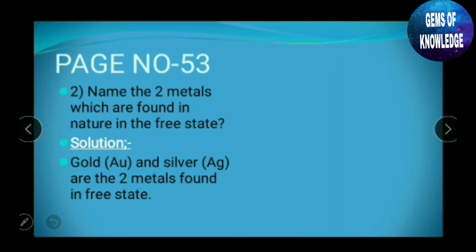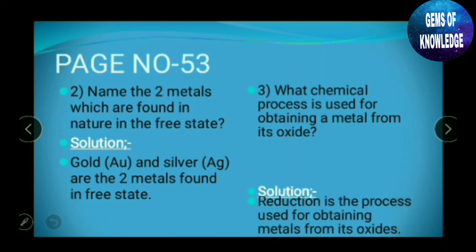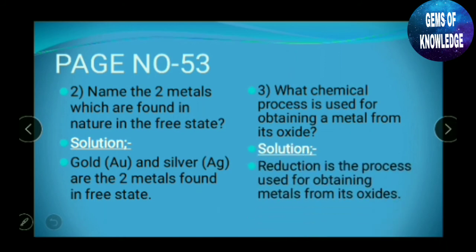The last question of this page number 53 is: what chemical process is used for obtaining a metal from its oxide? We have to name that chemical process. The answer here is nothing but reduction. By the process of reduction, we can obtain metals from their oxides.